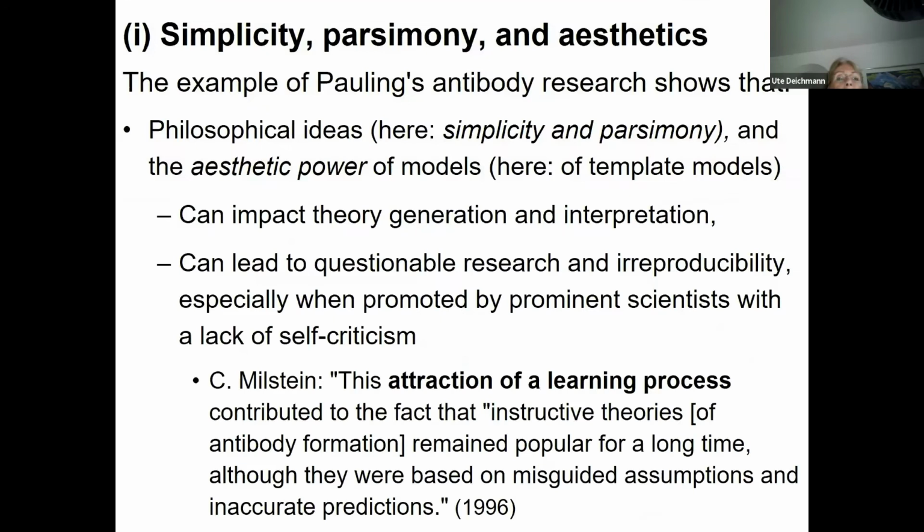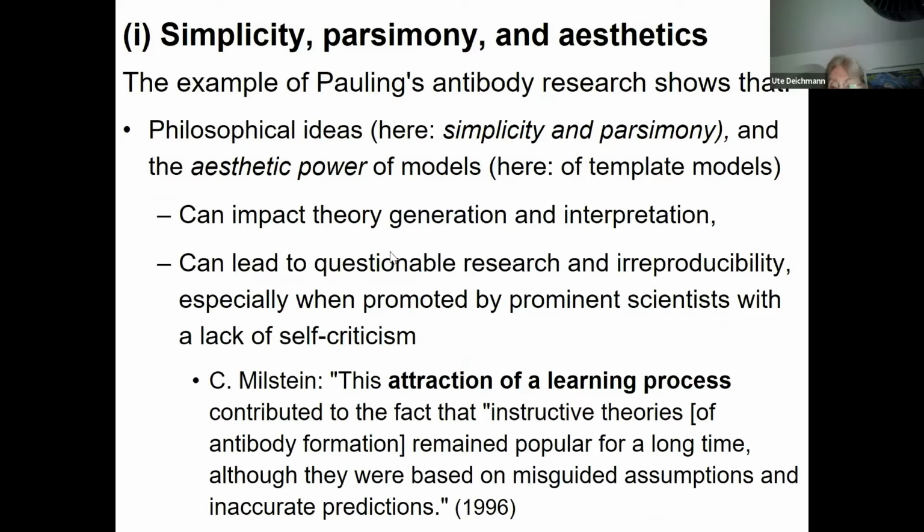First point, simplicity, parsimony, and aesthetics. The example of Pauling's antibody research shows that philosophical ideas, here simplicity, parsimony, and aesthetic power of models, can impact theory generation and interpretation and can lead to questionable research and irreproducibility, especially when promoted by prominent scientists with a lack of self-criticism, which is also explained in the following citation, which I skip.